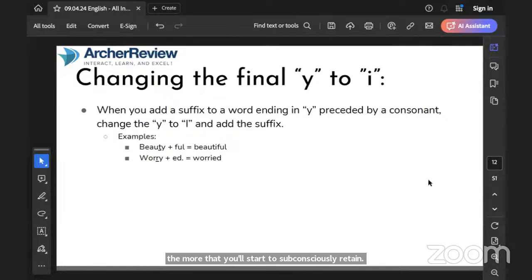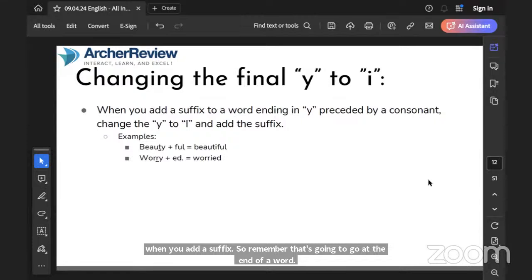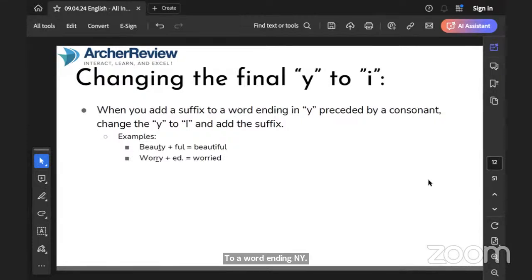All right. So that covers the dropping the E rule. Now we're going to talk about changing the final Y to an I. When you add a suffix, remember that's going to go at the end of a word, to a word ending in Y, and sorry, I read that incorrectly because of my side note. If you add a suffix to a word that ends in a Y, and that Y is preceded by a consonant, then you're going to change the Y to an I and then just continue on adding the suffix.